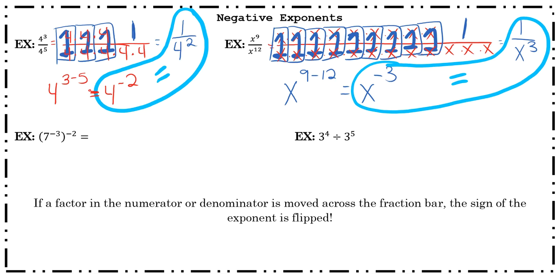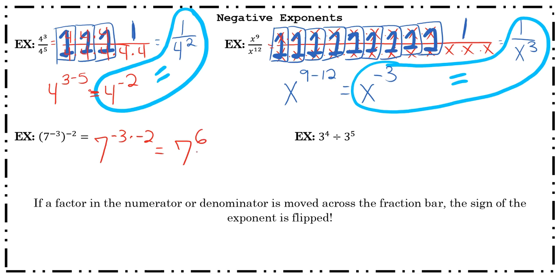Now be careful, you always want to try if you can do a product or quotient rule first, because sometimes you'll have an example like this third one here, where we have 7 to the negative third raised to the negative second. And we already talked about that when we raise a power to a power, we're going to multiply the exponents. And if I multiply those, a negative times a negative is going to give me a positive. And then I'm not going to flip it over the fraction bar because it's already positive, which is what we wanted.